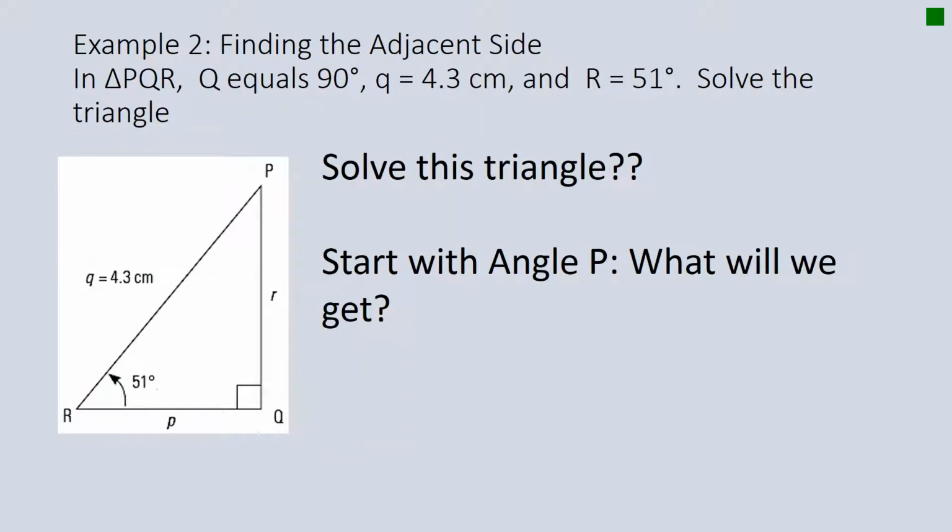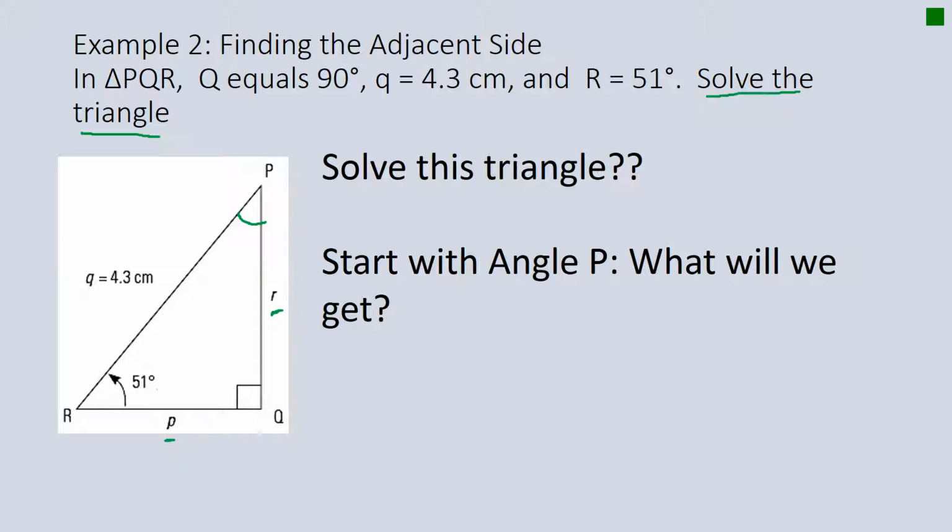Okay, so this one says finding adjacent side instead of the hypotenuse. So this is just looking for a different side. Now it says to solve this triangle. What does that mean? Solve the triangle just means solve everything in this triangle that you don't know. So we don't know this angle here. We don't know this side P. And we don't know this side R.